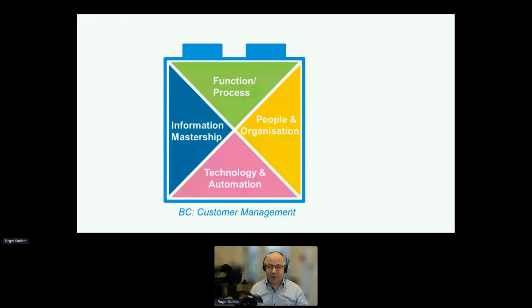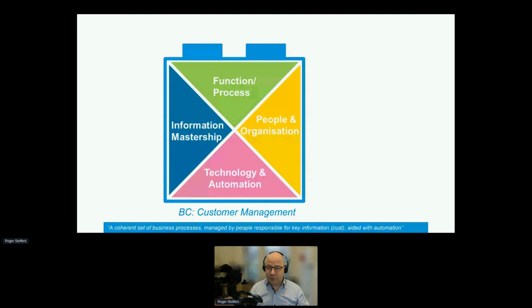Now, let's take a better look at the actual implementation. And we'll use customer management here. So this business capability is a coherent unit, and we'd like to decompose and view it from various implementation angles. The Lego brick, or the reusable business component customer management, is actually a coherent set of business processes managed by people and supported with automation. And it also creates information of which it's the master. It owns that information. It's created there. In this case, it's customer data.